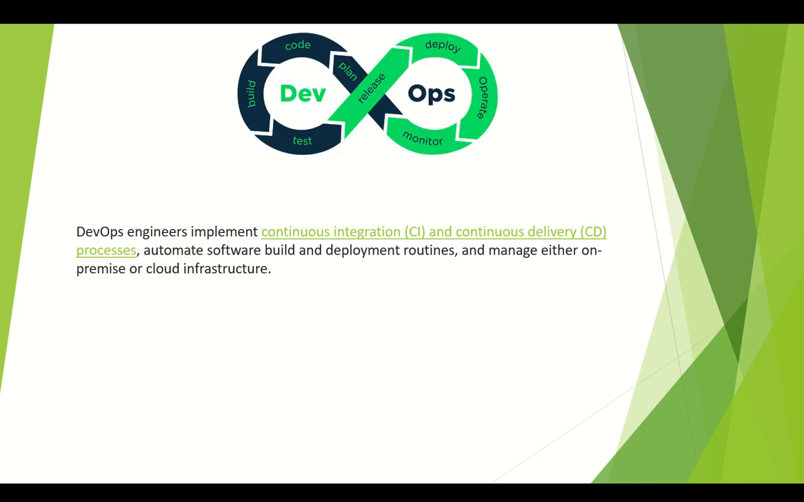So a DevOps engineer implements the CI/CD pipeline. In the previous video we were also discussing the word pipeline a couple of times. CI/CD is nothing but continuous integration and continuous delivery. It automates software builds and deployment routines, and manages either on-prem or cloud infrastructure.